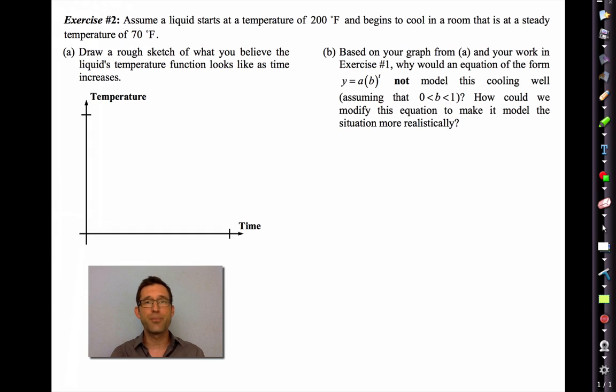Because quite honestly, if we took let's say a cup of coffee at 200 degrees Fahrenheit and put it into, let's say, a small cooler that was at 70 degrees Fahrenheit, then sure, the coffee would cool down, but the air in the cooler would heat up as well. We're not allowing that to happen in this room. We are just fixing the temperature of the room at 70 degrees Fahrenheit. Now letter A says draw a rough sketch of what you believe the liquid's temperature function looks like as time increases. Think about this a bit.